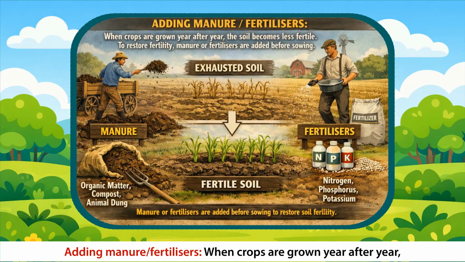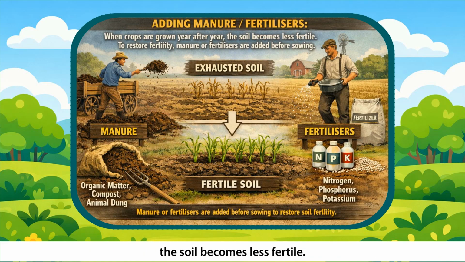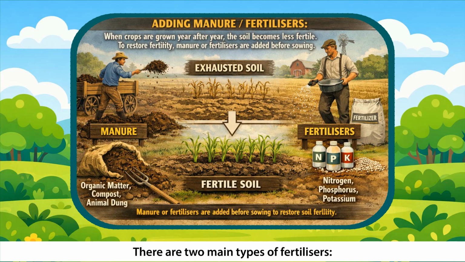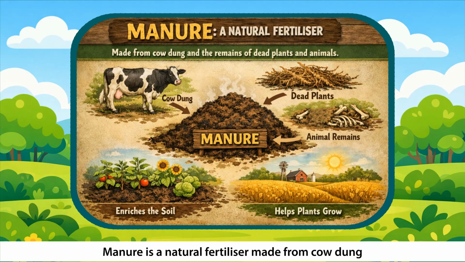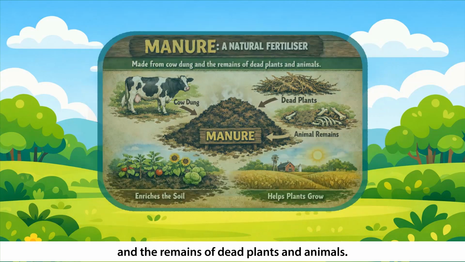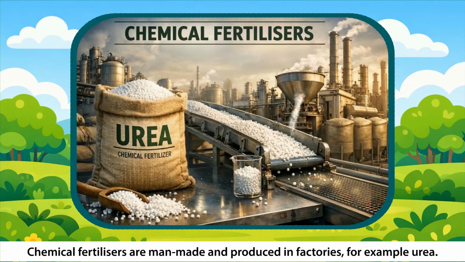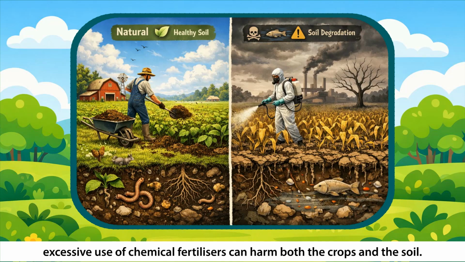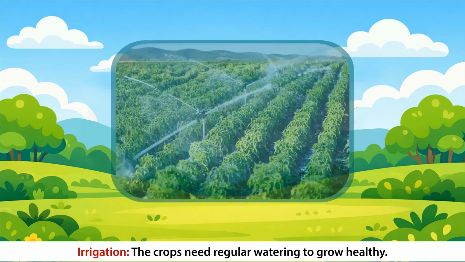Adding manure or fertilizers. When crops are grown year after year, the soil becomes less fertile. To restore fertility, manure or fertilizers are added before sowing. There are two main types of fertilizers. Manure is a natural fertilizer made from cow dung and the remains of dead plants and animals. Chemical fertilizers are man-made and produced in factories, for example, urea. While manure is more environmentally friendly, excessive use of chemical fertilizers can harm both the crops and the soil.